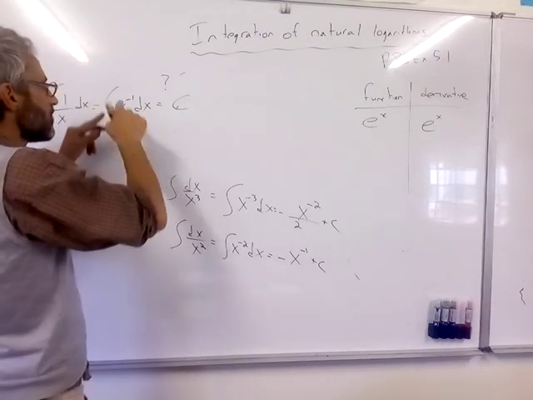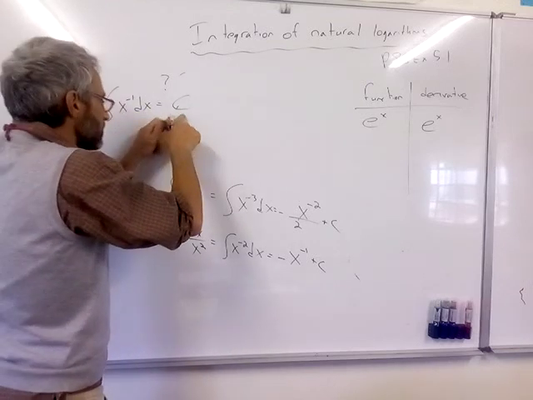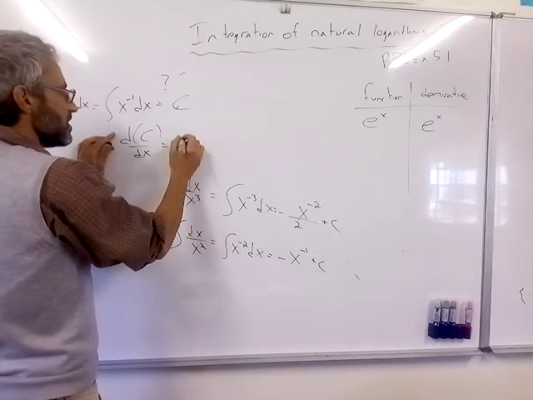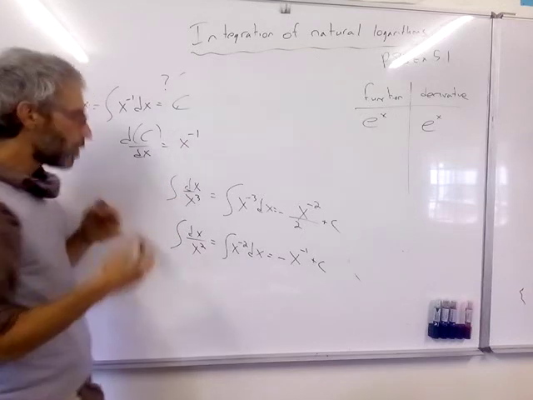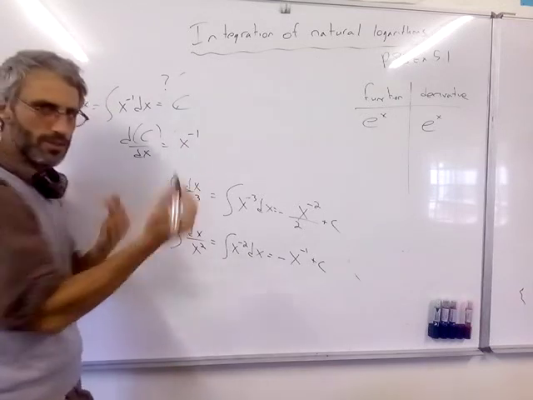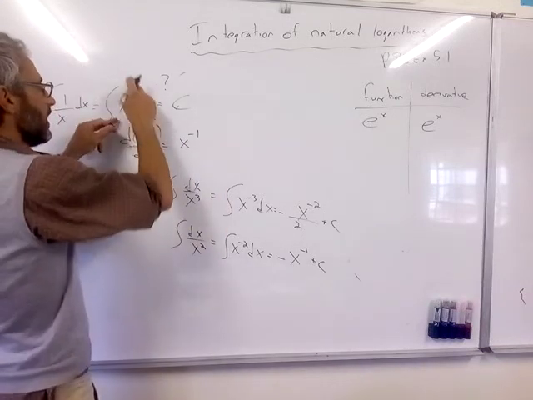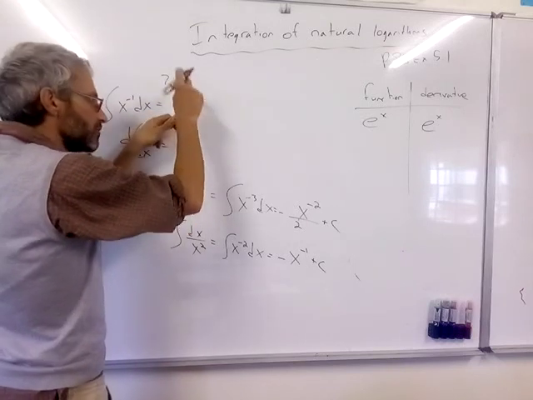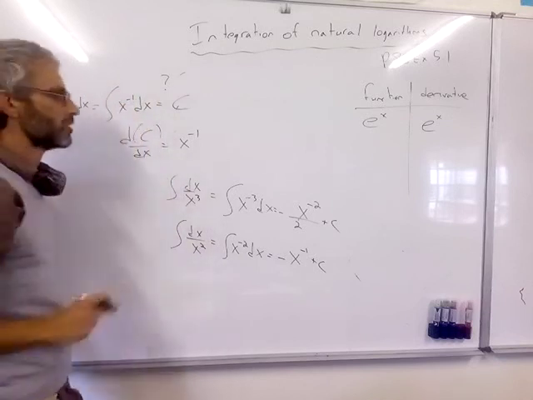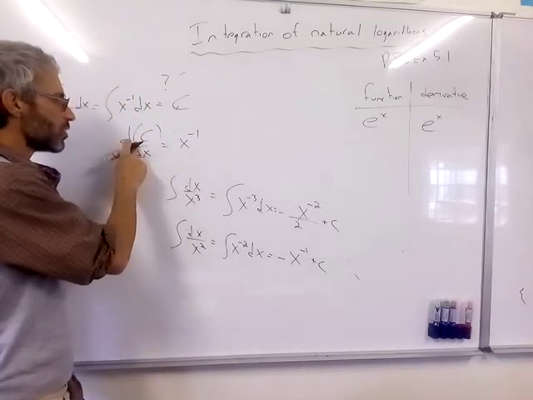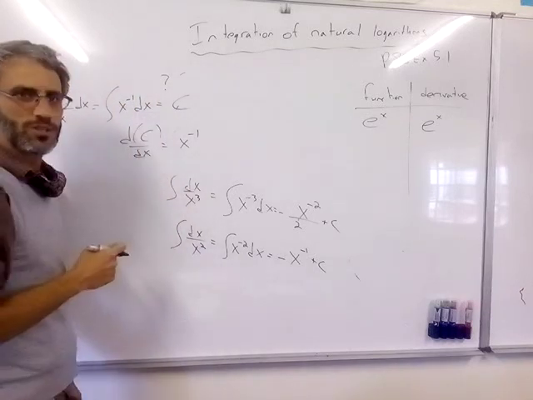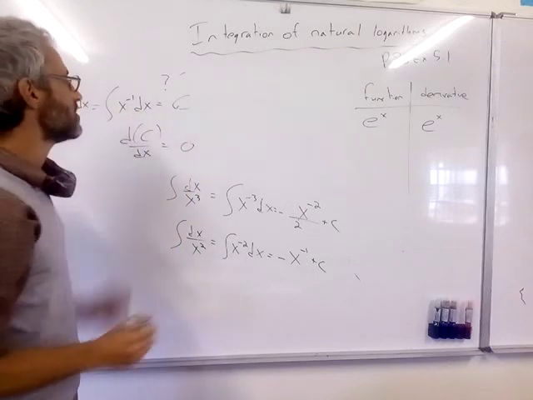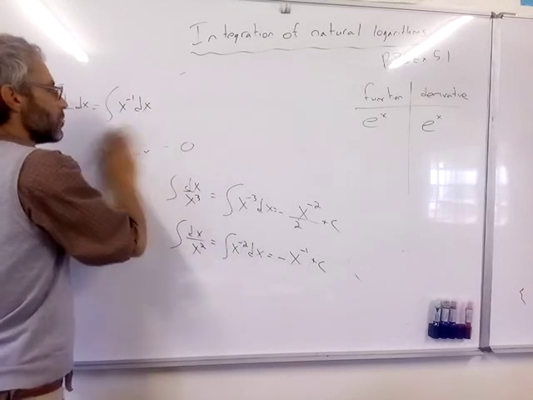Because if the integral of this is that constant, then the derivative of this constant with respect to x must be x to the power minus 1. And we know that's nonsense. Let me just make sure you understand that. If the integral of a function is another function, then if I take the derivative of this function, I must get back the original function. But we know that the derivative of any constant is simply 0. So that can't be the integral. So we're a little bit stuck.